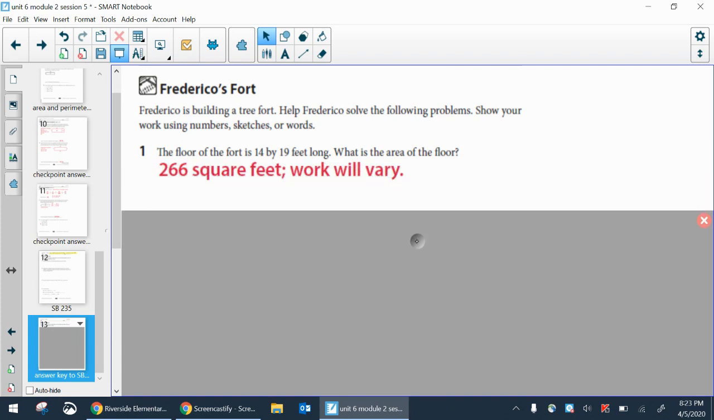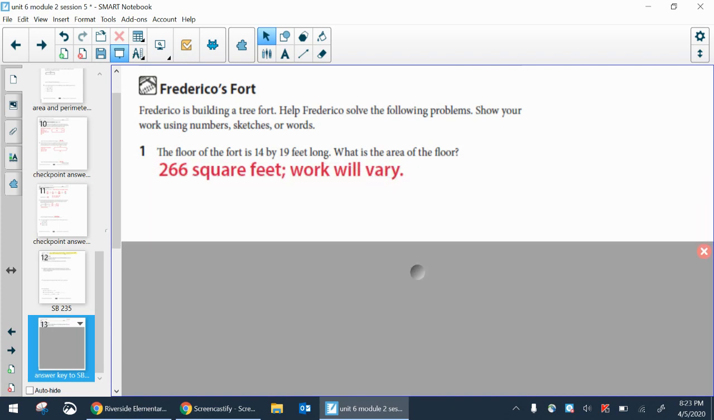For problem 1, the answer would be 266 square feet. Again, that labeling is important since we're talking about area. Your answer does need to be in square units, in this case, feet. And then, of course, the work will vary depending on what type of strategy you use to solve the problem.